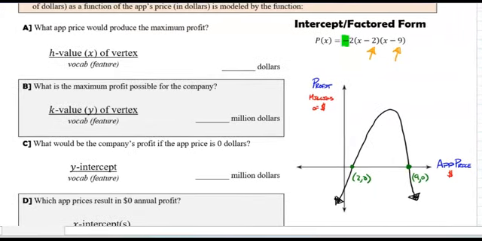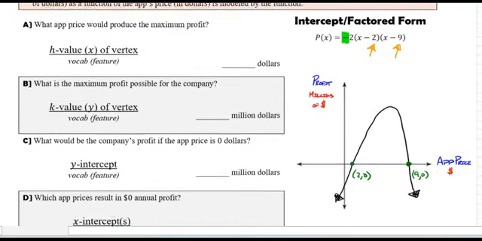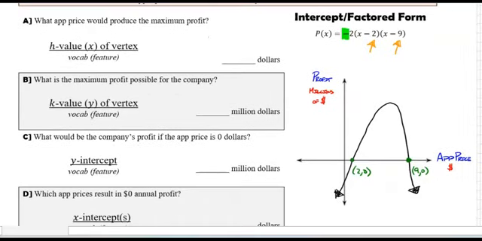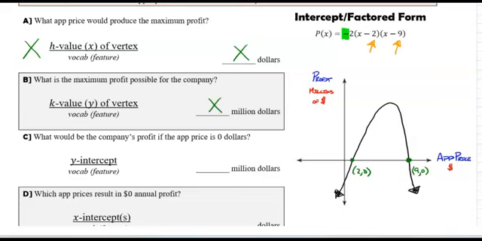So, looking at the key features and questions we want to answer about this particular scenario, at what app price would produce a maximum profit? Well, the feature we're looking for is the h value or the x-coordinate of the vertex, which would be located here. However, we don't know what that is. So unfortunately, this form cannot provide that answer. Well, what about the maximum profit possible for the company? Well, that would occur at this value, the k value, or the y-coordinate of the vertex. Well, we don't know the millions of dollars that they would make as a maximum profit. So this form is unable to answer that question.